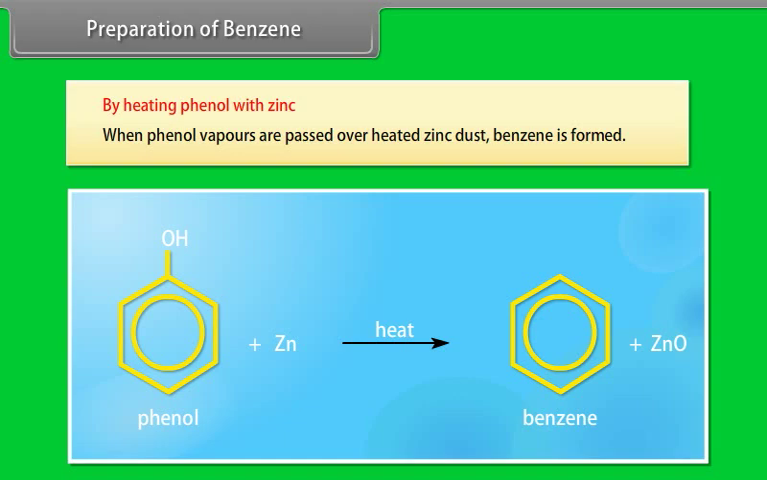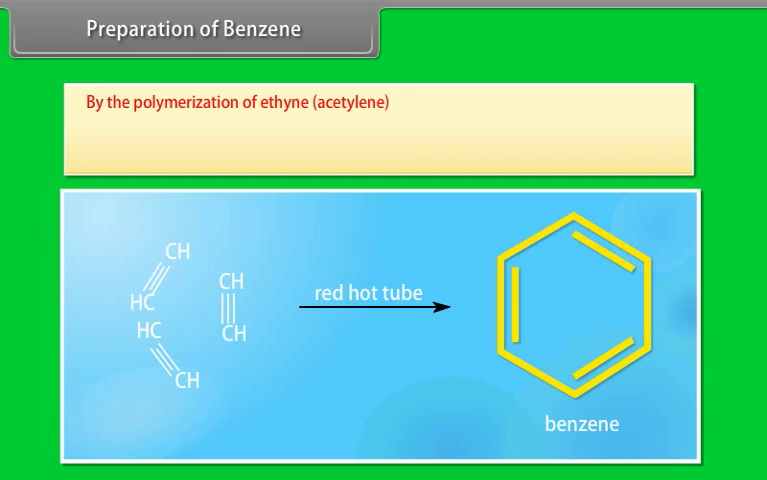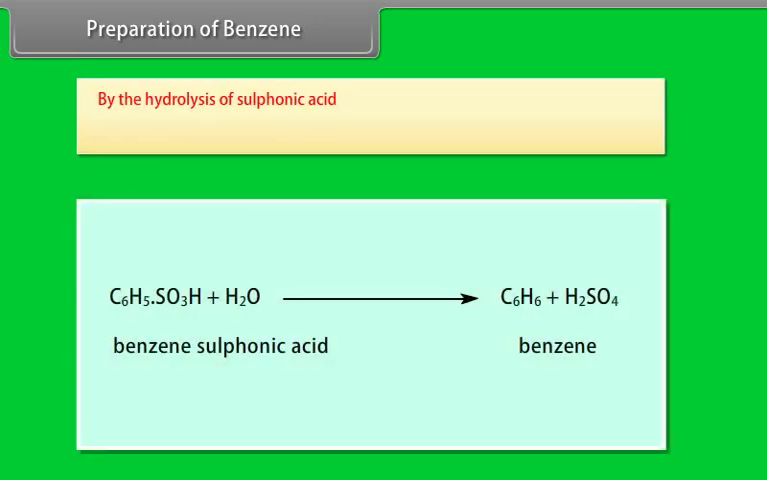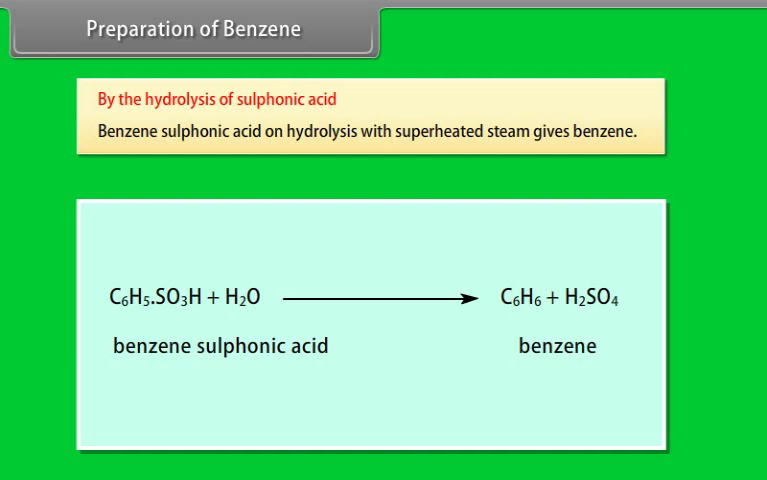When phenol vapors are passed over heated zinc dust, benzene is formed. By polymerization of ethyne, acetylene. When ethyne or acetylene is passed through a red-hot copper tube, it polymerizes to benzene. By the hydrolysis of sulfonic acid. Benzene sulfonic acid on hydrolysis with superheated steam gives benzene.